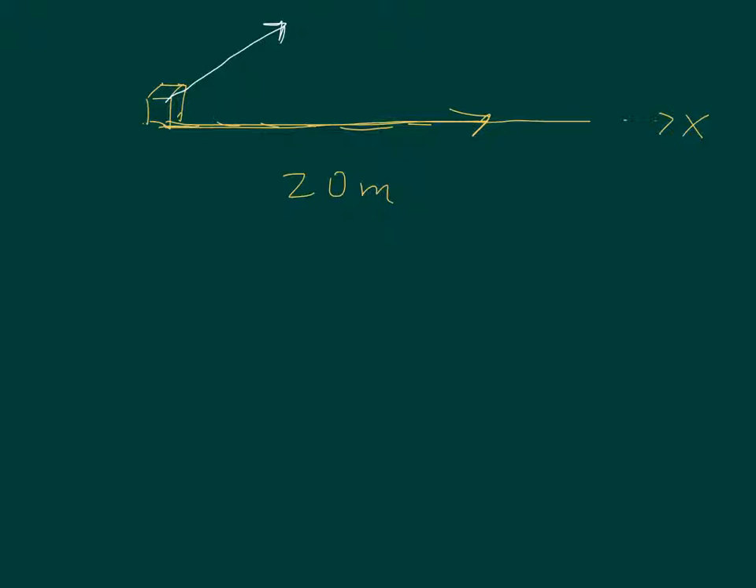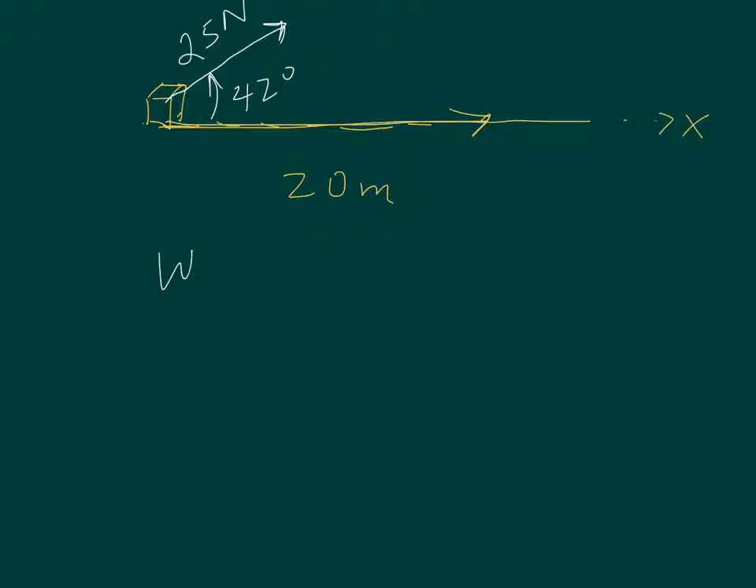Now let us look at a practical example. Let this be our x-axis. Suppose we have an object that we would like to move along this x-axis a distance of 20 meters. Our force is in this direction, pulled up at an angle of 42 degrees, and our force is going to be 25 newtons.